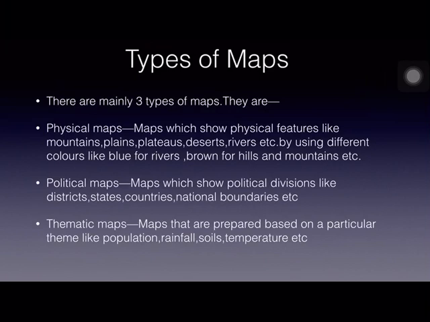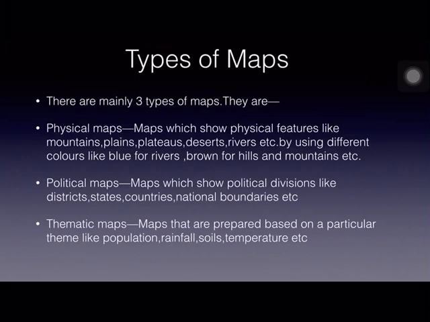And the second one is political maps. Political maps are maps which show political divisions. As you know, the continent is divided into countries, countries are divided into states, states are divided into districts. So these are called political divisions. Maps which show these political divisions are called political maps. So, how to define it? Maps which show political divisions like districts, states, countries, national boundaries, etc. are called political maps.